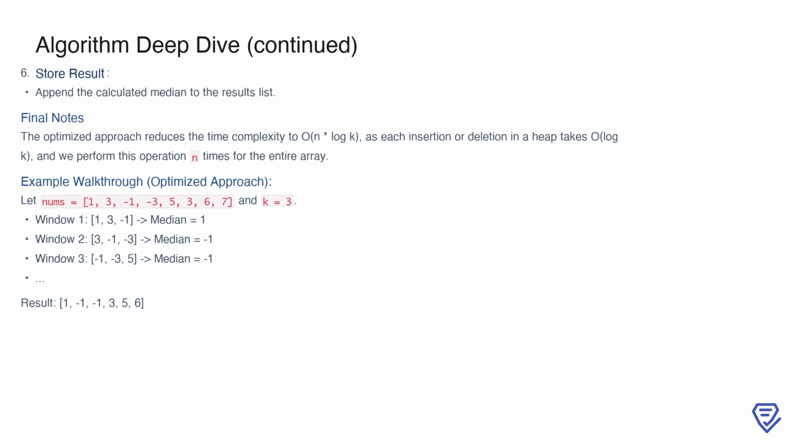The optimized approach significantly reduces the time complexity compared to the brute force method. Instead of O((n-k+1)*k log k), the optimized solution achieves a time complexity of O(n log k). This improvement comes from the fact that each insertion or deletion operation in a heap takes O(log k), and these operations are performed n times in total as the window slides across the array.